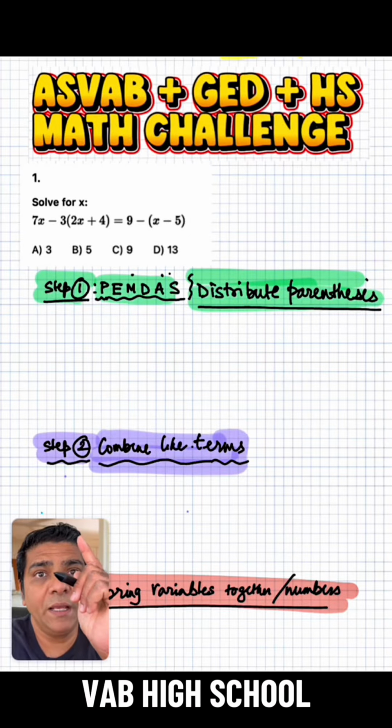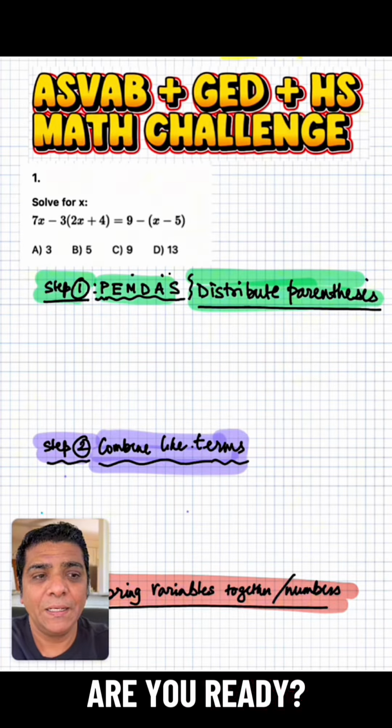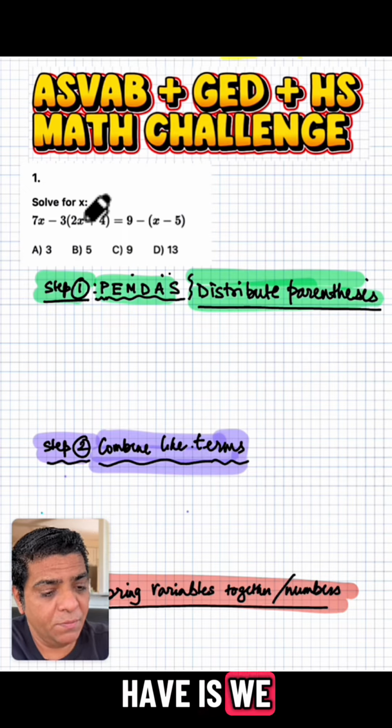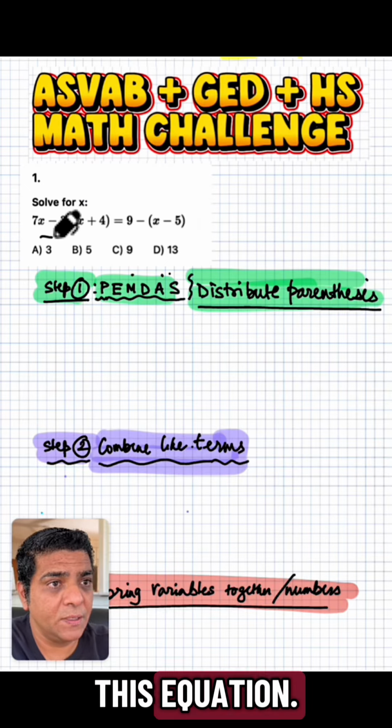Solve this ASVAB GED high school math challenge problem. Are you ready? Let's go. So what we have is this problem, solve for x, and we're given this equation.